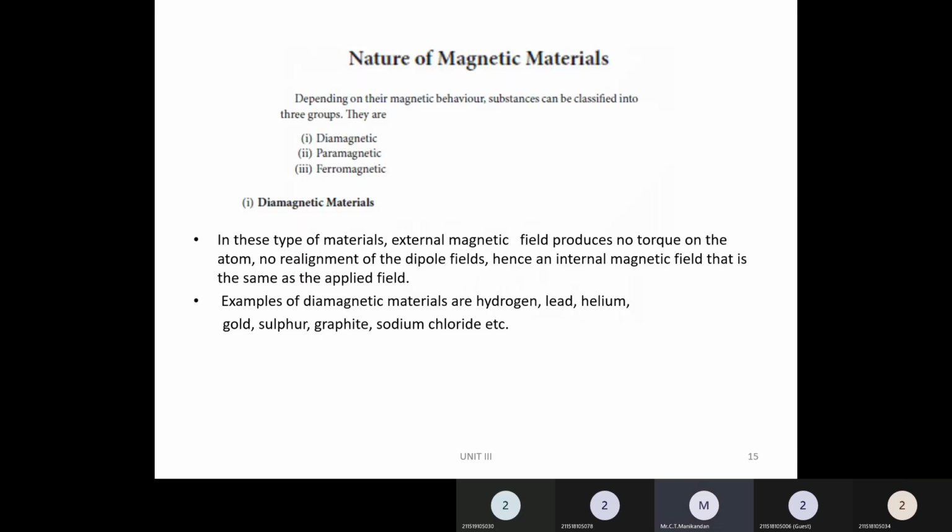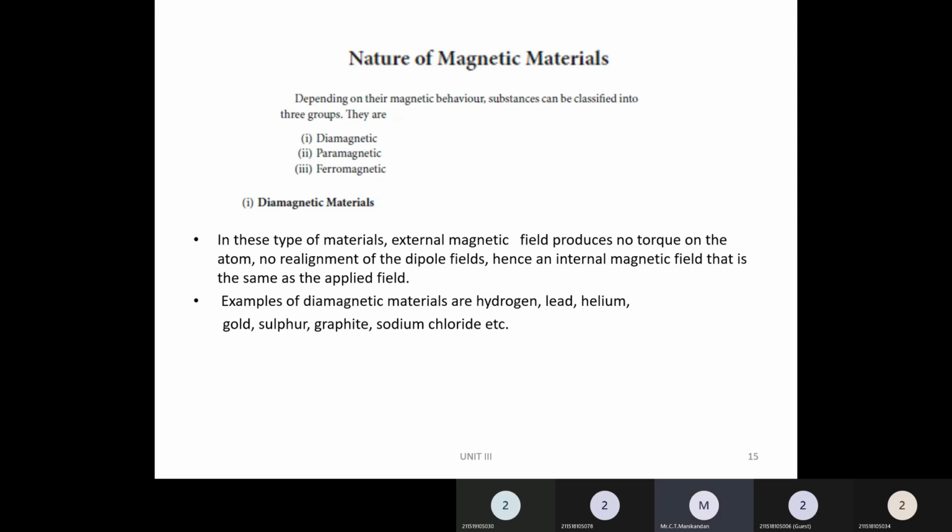Now, when you go for different magnetic materials, what are they? We have diamagnetic material, paramagnetic material, and ferromagnetic material. The diamagnetic material has less magnetism property, the paramagnetic material has moderate magnetism property, and the ferromagnetic material has a large amount of magnetism property.